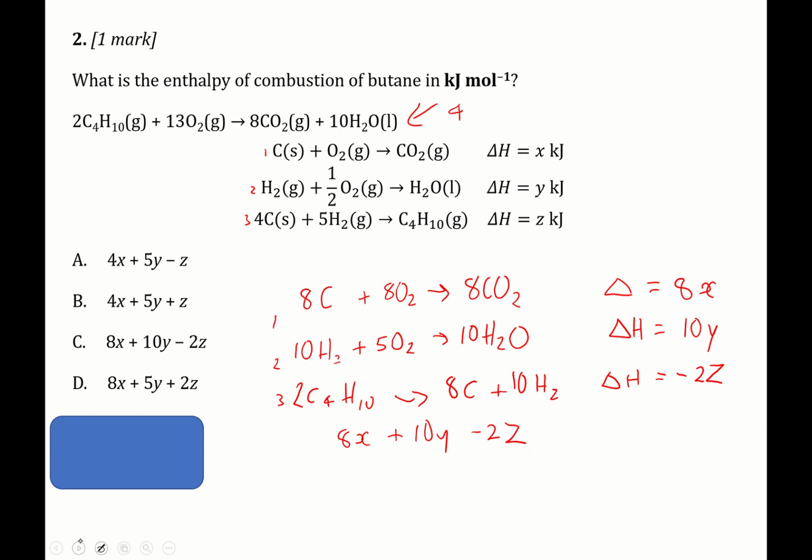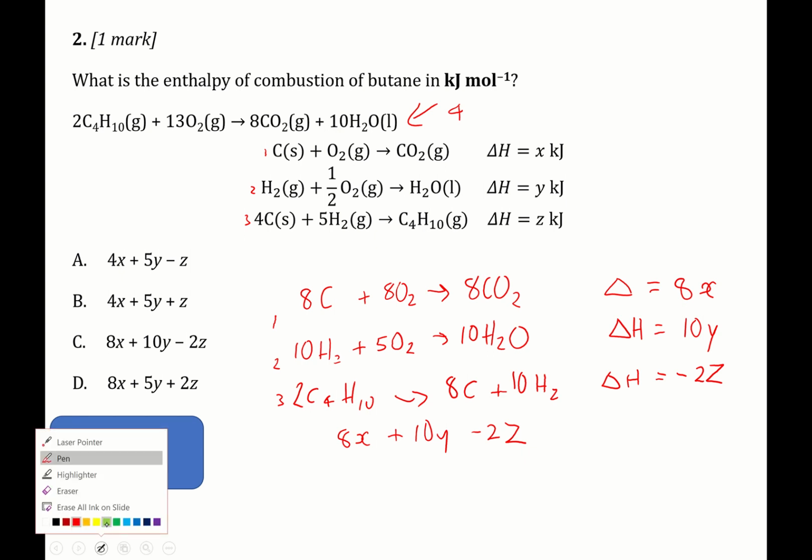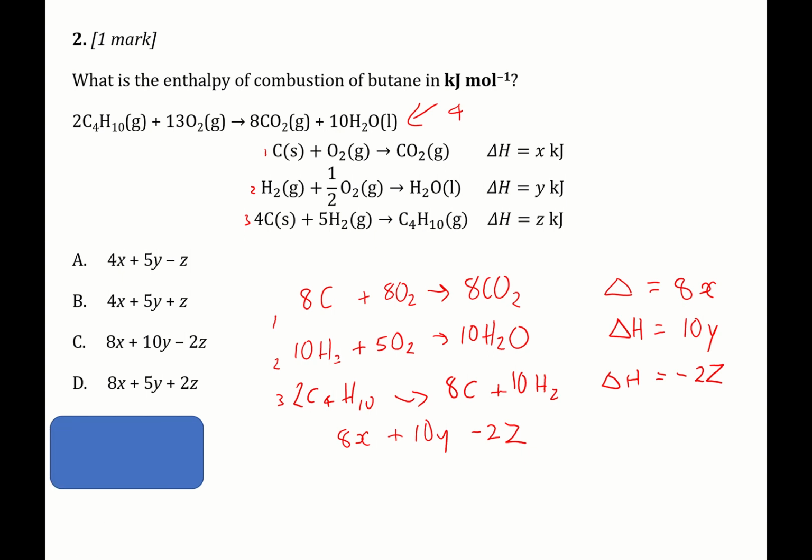One thing I just want to do is make sure that equation is right first of all. So, different color. What can we remove from both sides? If we look at our equation, 8 carbons can go. Okay, the 10 hydrogens can go because they're equal on each side, and then everything adds up as expected. That's correct. Now 8x plus 10y minus 2z.